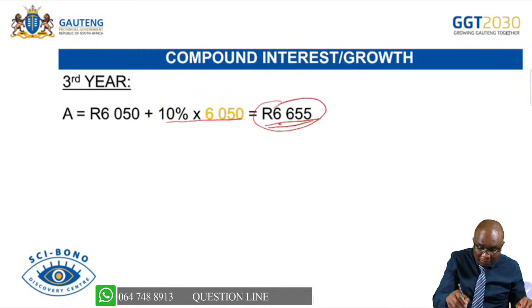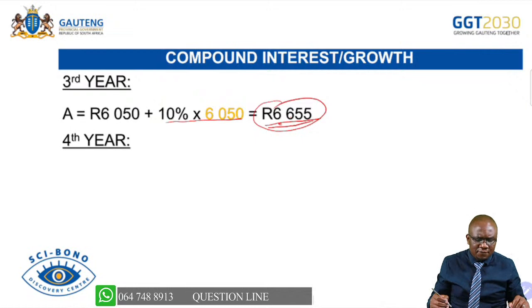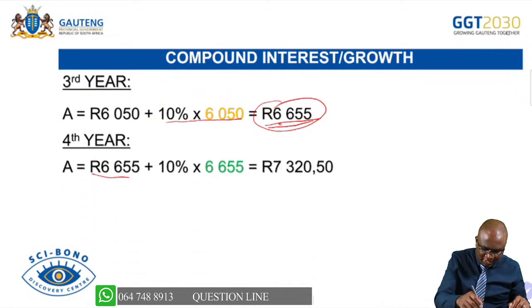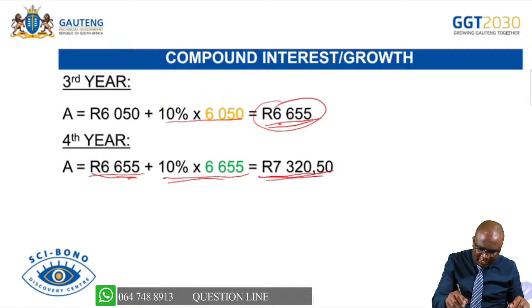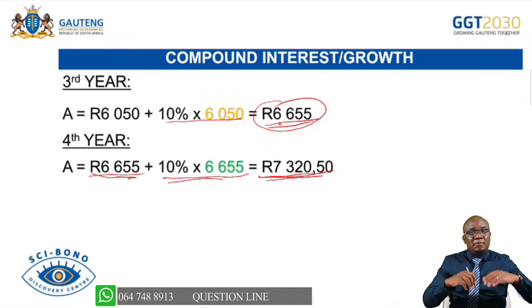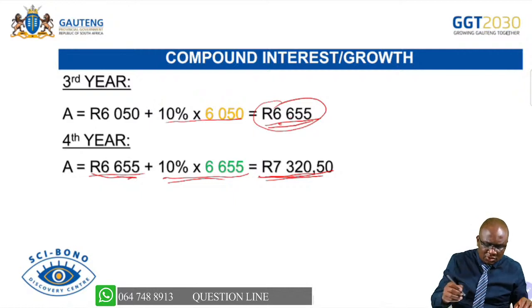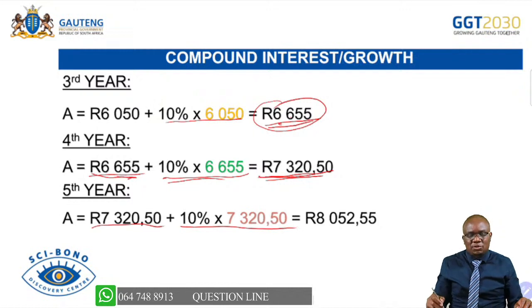Okay, so now here it is going to be 6,655 plus 10% of it. You see, my investment is growing, and its interest is also earning interest. So now you see that there's 6,655 and the interest, 10% of 6,655. Then the fifth year, this is the balance. My balance here is going to earn interest. It means the money invested and the interest will earn interest. So now it will be 7,320 Rand 50 plus 10% of 7,320 Rand 50. Then we get that.